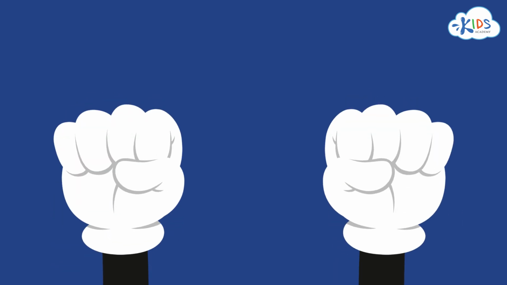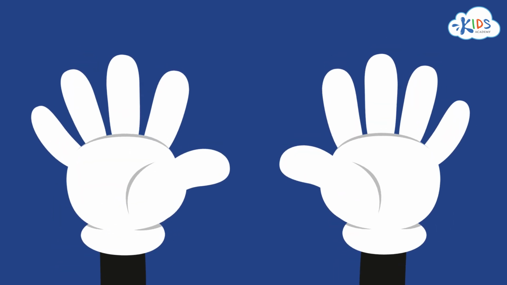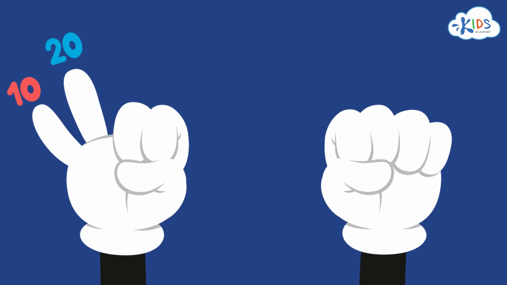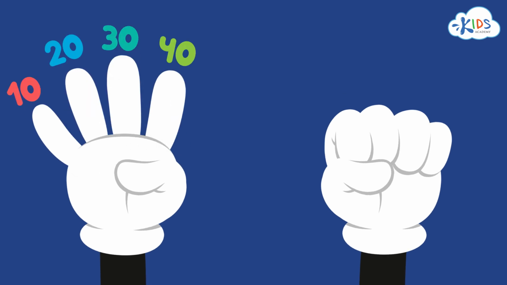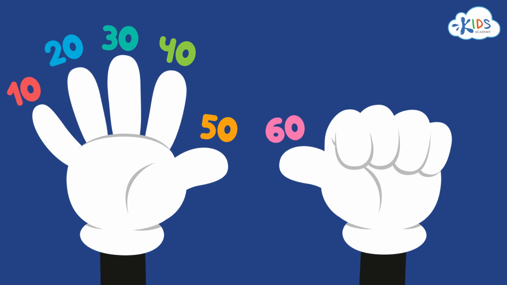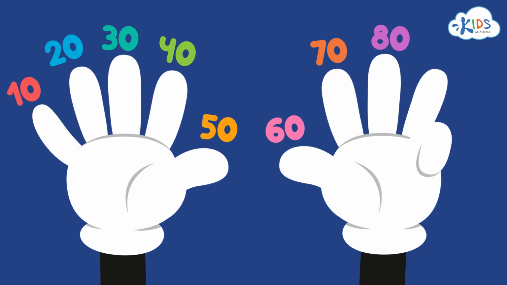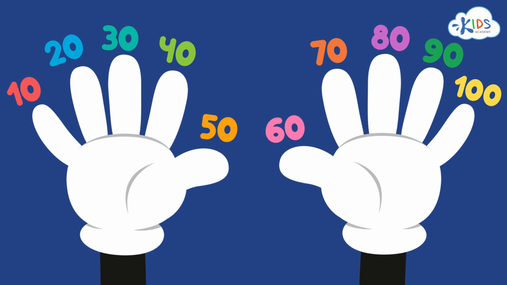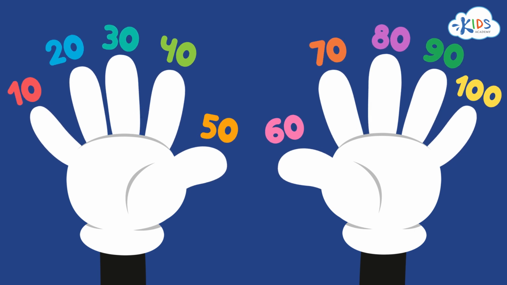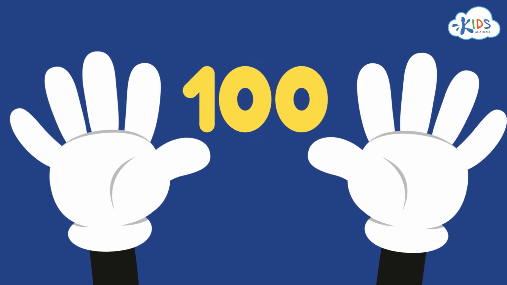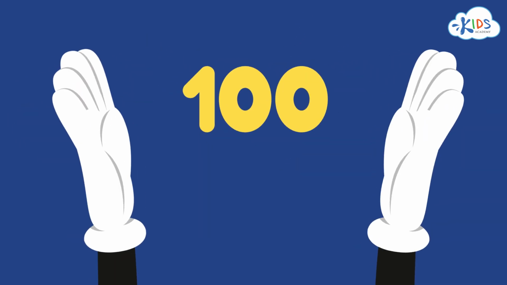You can count by tens up to 100 using your fingers. 10, 20, 30, 40, 50, 60, 70, 80, 90, 100. You'll see we used all our fingers. It took 10 times. There are 10 tens inside 100.